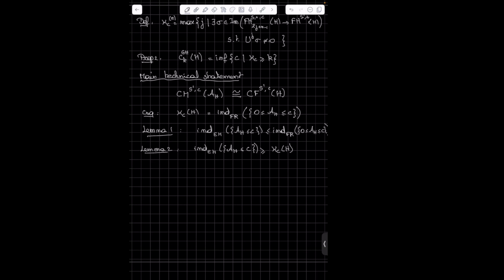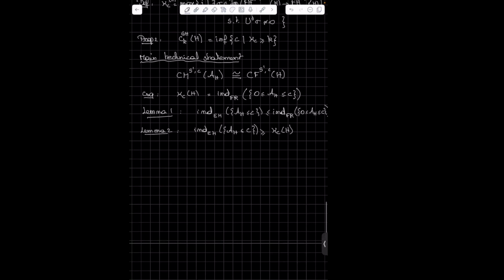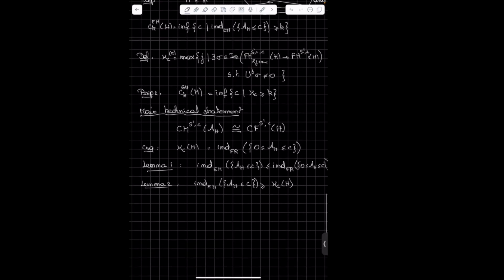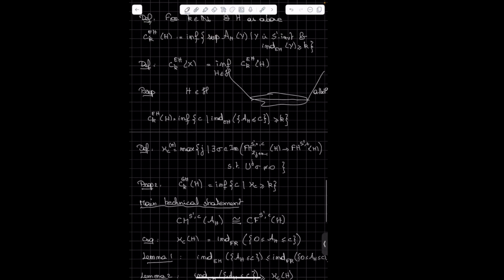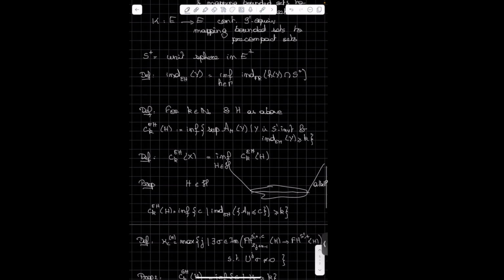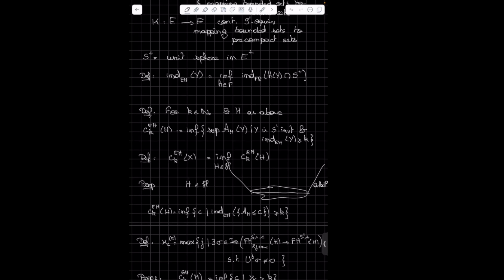Just to say why it was the most complicated for us to build: the Ekeland-Hofer index, if we go back to the definition, is really hard to compute. It's an infimum over all elements in a group of homeomorphisms, of Fadell-Rabinowitz indices of an intersection.